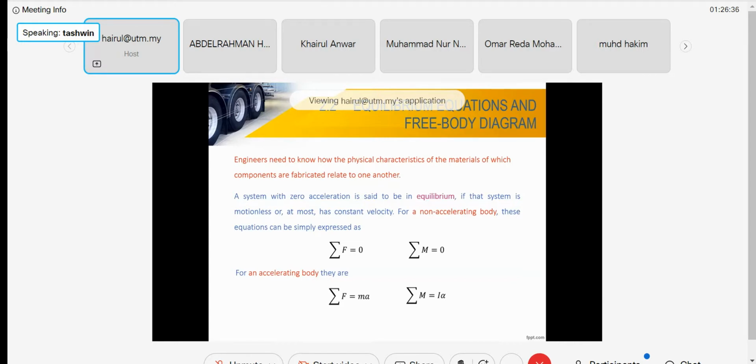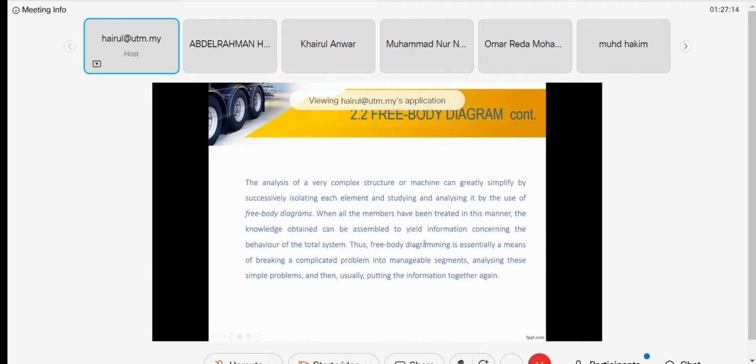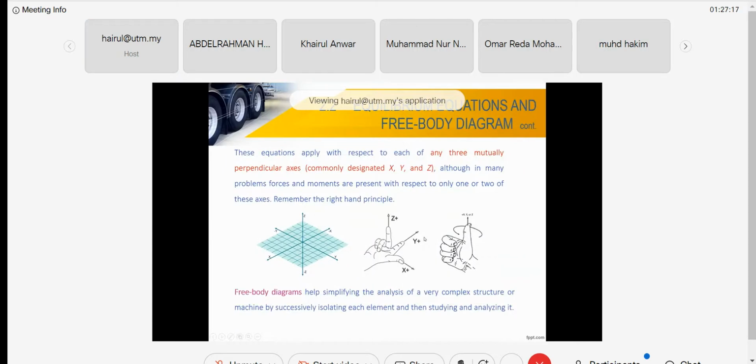Okay, your fundamentals. The first thing you learn from statics: summation of force equal to 0, summation of moment equal to 0. And when you learn dynamics, summation of force equals mass times acceleration, Newton's second law. And the other one is summation of moment equals I times alpha. Alpha is angular acceleration, right? I is the moment of inertia. So you must know this equilibrium, this is the fundamental.